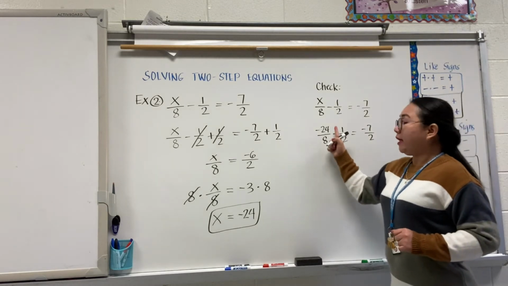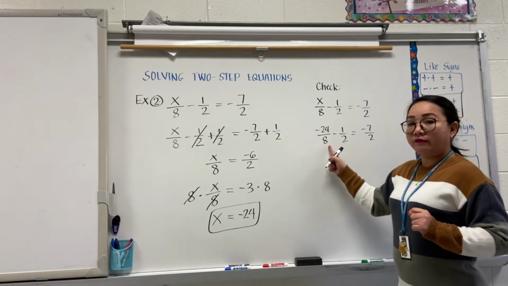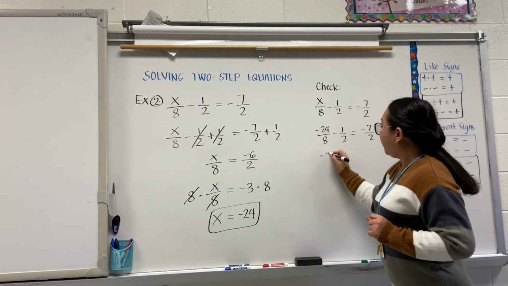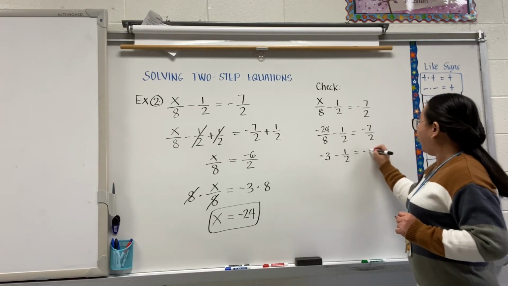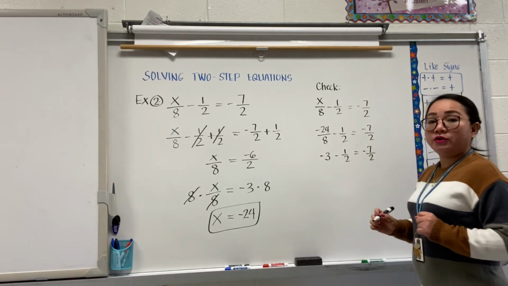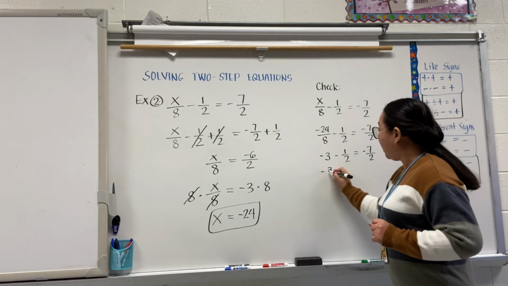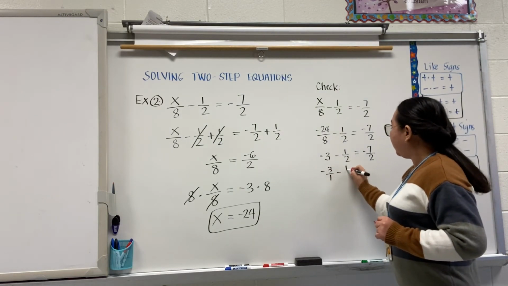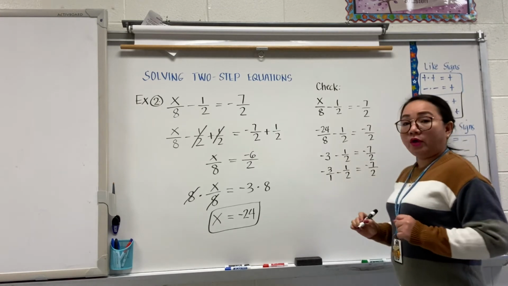So simplify negative 24 over 8. So when you divide that one, negative 24 divided by 8, it will give you negative 3. Then minus 1/2 is equal to negative 7 over 2. So make this number a fraction. So this will become negative 3 over 1 minus 1/2, which is equal to negative 7 over 2.